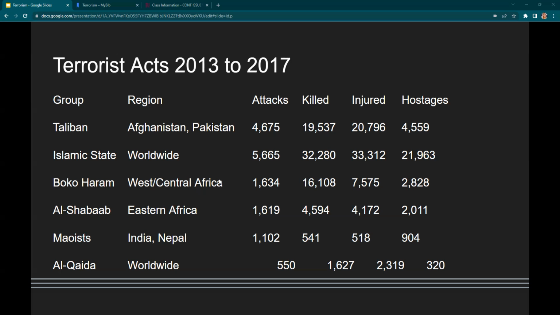Boko Haram is from West and Central Africa, and they had 1,600 attacks, 16,000 people killed, 7,000 people injured, and 2,800 hostages. Al-Shabaab from Eastern Africa has 1,600 attacks, 5,000 killed, 4,000 injured, 2,000 hostages, and it just goes on.